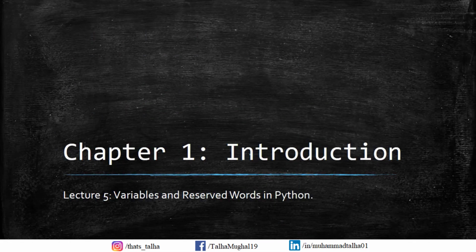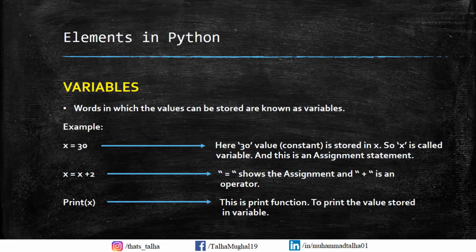Lecture 5 of Chapter 1 deals with variables and reserved words in Python. Variables are the words in which the values can be stored. For example, x is equal to 30. Here 30 is the value or constant that is stored in x. So x is called the variable, and this right here is an assignment statement.